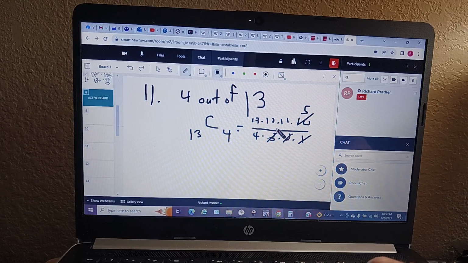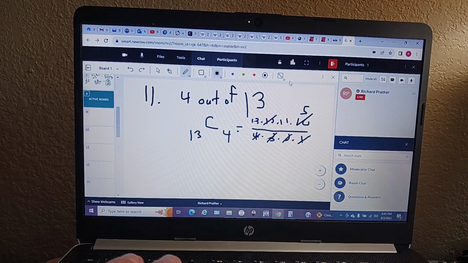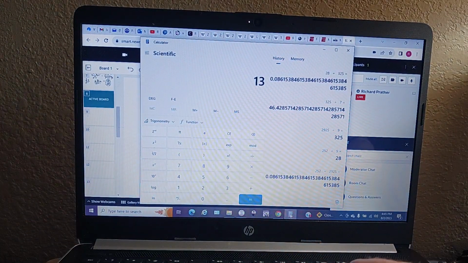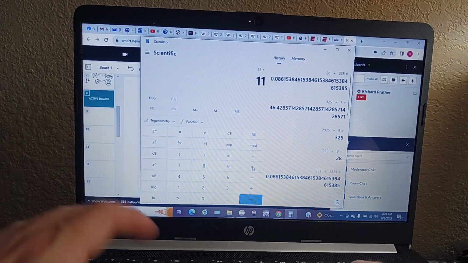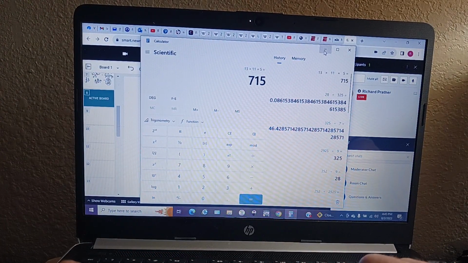3 can go into 12, or I could say 4 times 3 is 12 and just get rid of all 3 of those at the same time. So there's a 13, there's an 11, and there's a 5. That's all that's left. And we're back to getting integers too. 13 times 11 times 5. 715 ways to do that.